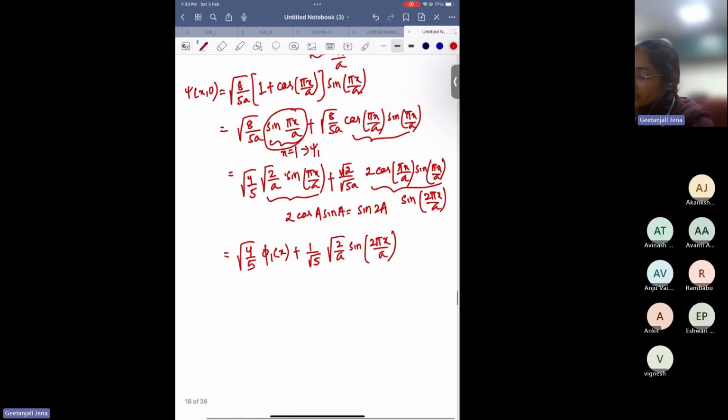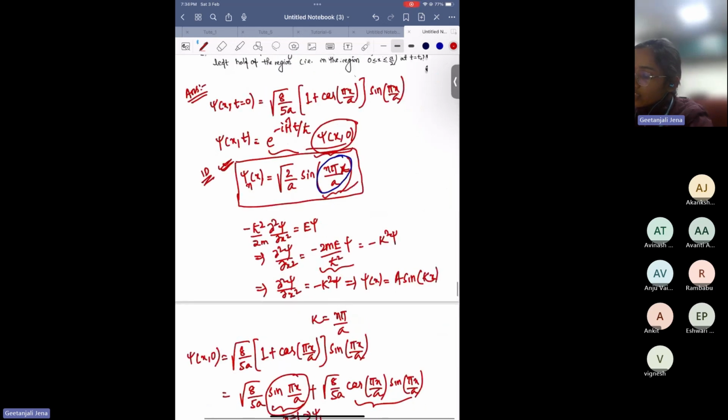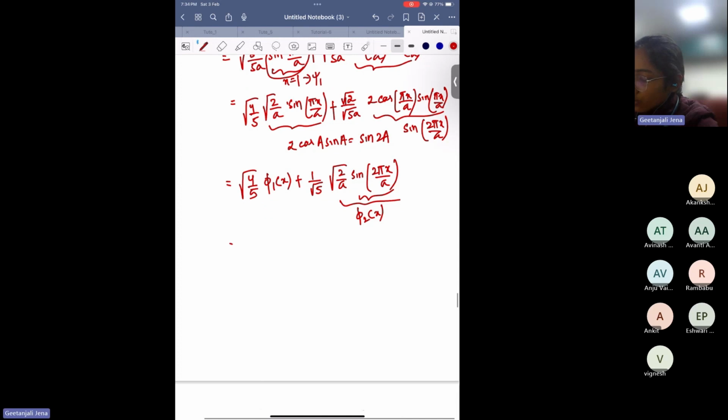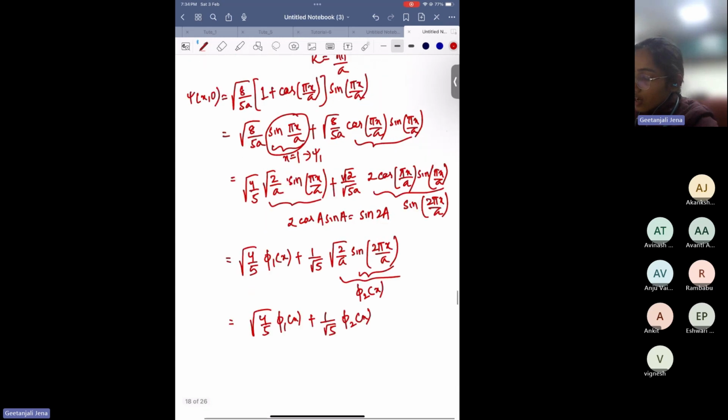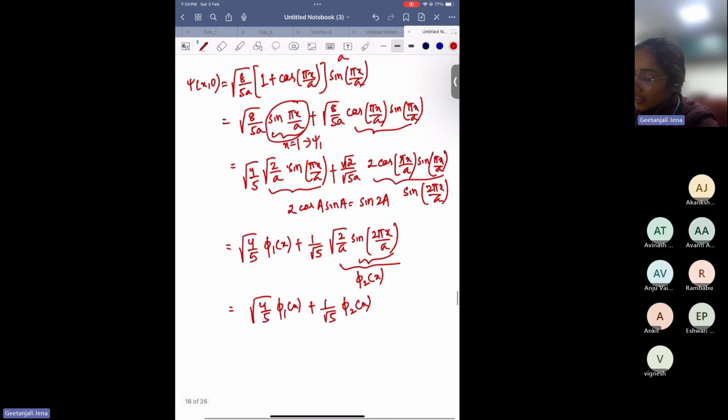Now similarly, you compare this form with the normalized form here. You can see n is 2 here. So this state is phi 2. So the final form will be root over of 4 by 5 phi 1 of x plus 1 by root over of 5 phi 2 of x. Okay, now we have to apply the time evolution operator to this state.